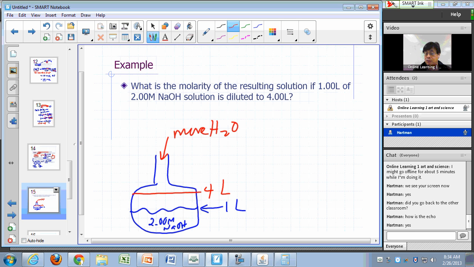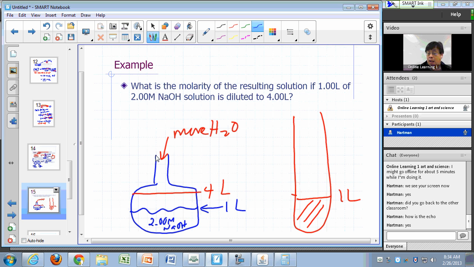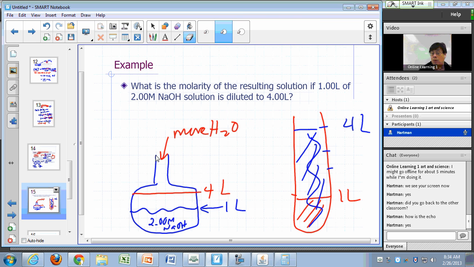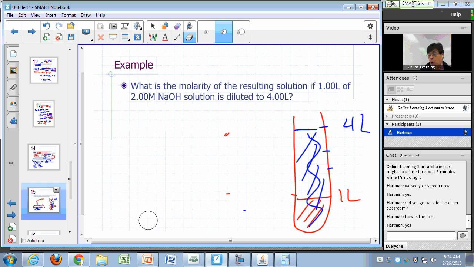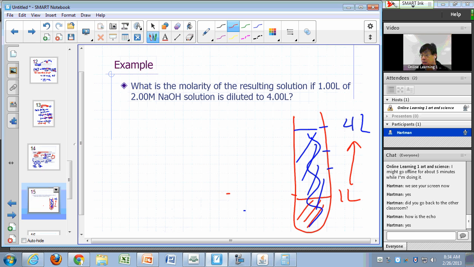Let me draw it to scale. So you have 1 liter of your solution, and then you add more water, so that's 2, 3, 4. You add more water, so that becomes 4 liters now. What would be the molarity of the resulting solution? You'd expect it to be lower. And how low would it be? You're doing a 1:4 dilution here, so you would expect your concentration to be only a quarter of what it was. And you can see that by using the dilution formula.